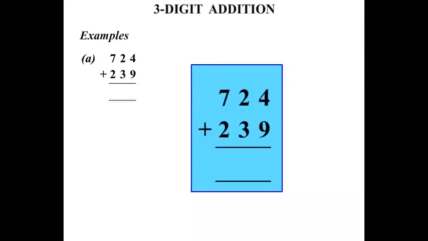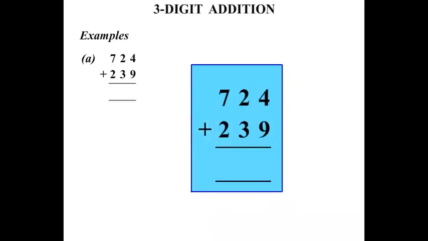Now in this lesson we do some work on three-digit addition. Examples. Part A, 724 plus 239. So let's bring in some working space and write down our question. Now the plus sign, just always remember to look for that. Could be a plus, could be a minus, could be multiplication. To make sure that we know that in this case, yes, we're going to be adding.